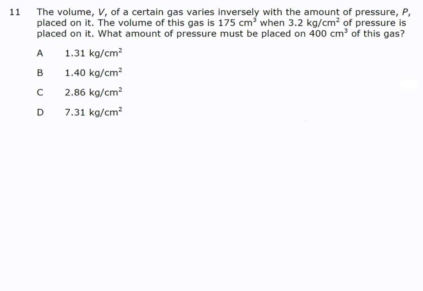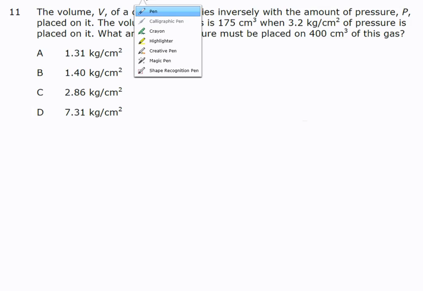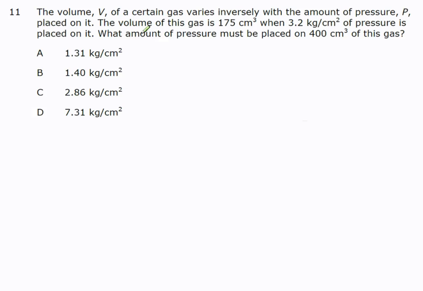Number 11. The volume V of a certain gas varies inversely with the amount of pressure P placed on it. So this is inverse variation. The volume of the gas is 175 centimeters cubed when 3.2 kilograms per centimeter squared of pressure is placed on it. What amount of pressure must be placed on 400 centimeters cubed of this gas?